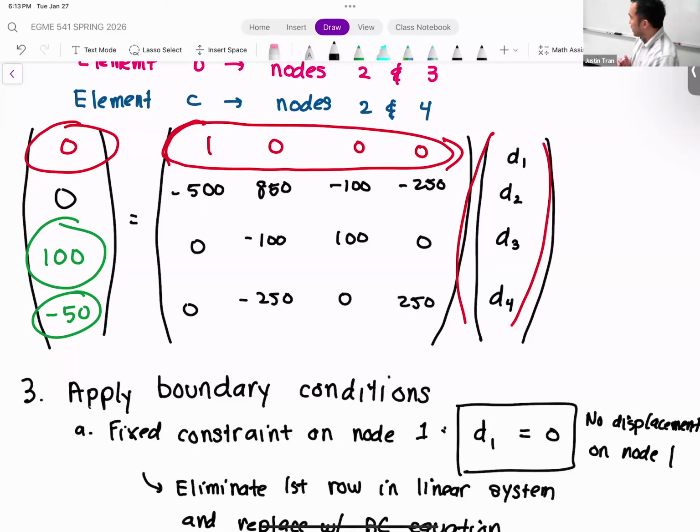All right, and so with that, we have our linear system here. This linear system represents a set of 4 equations and 4 unknowns that we can solve for D1, D2, D3, and D4. Technically speaking, we could probably solve this one by hand, especially since we know that D1 is equal to 0. But I do want to show you how to actually solve this in MATLAB, just for your own benefit.